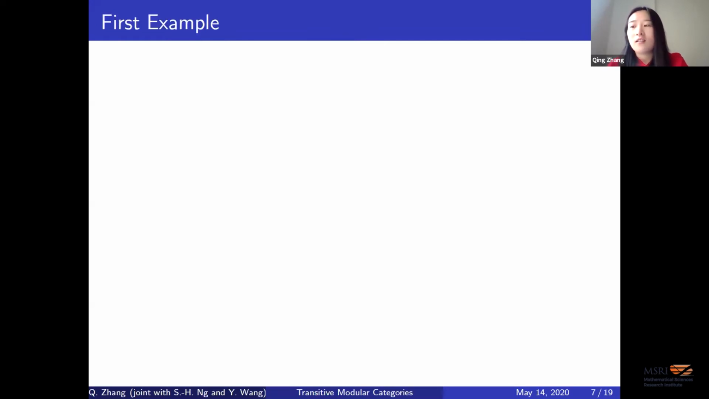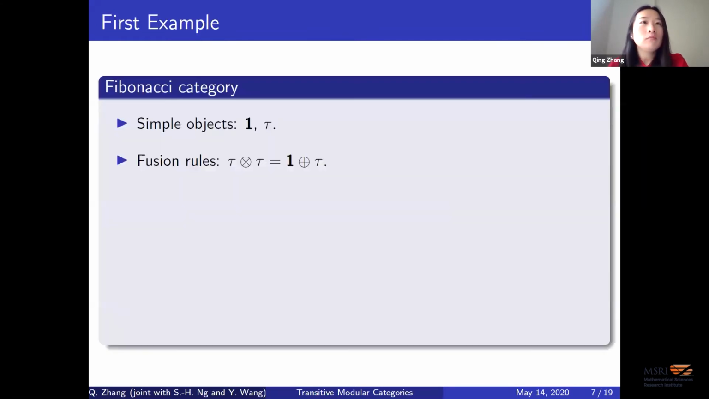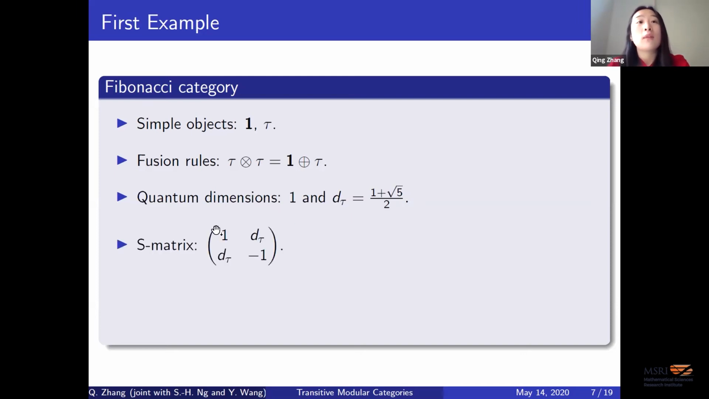So let's take a look at our first example, which is the Fibonacci category. It has two simple objects, 1 and tau. The non-trivial fusion rule is given by tau tensor tau equals 1 plus tau. So we can observe here that the non-trivial object tau generates the whole modular category. The quantum dimensions are given by 1 and the golden ratio, and the S matrix is given as follows.